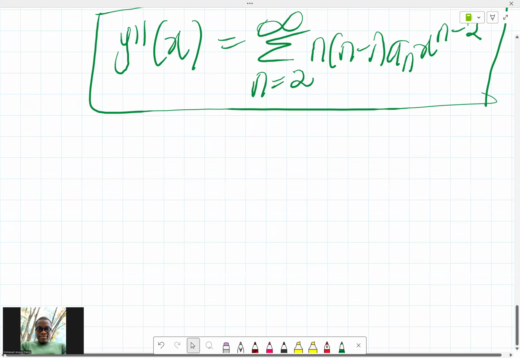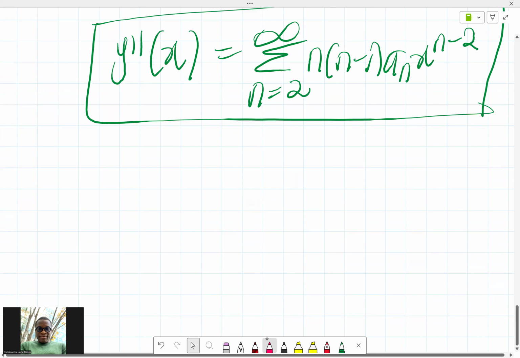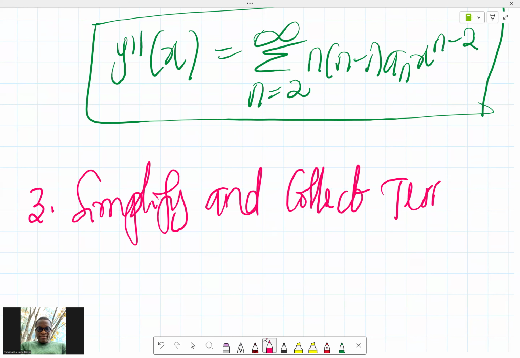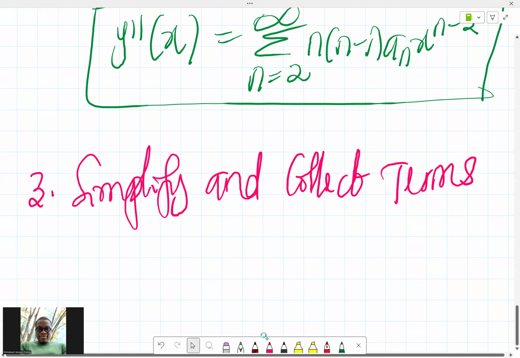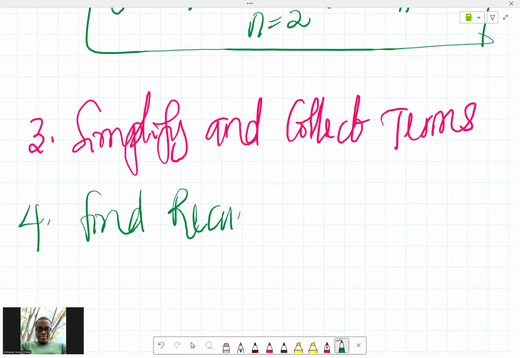The next thing, after these two steps, is step 3, where you simplify and collect like terms. After substitution, simplify the resulting equation and collect terms by powers of x. Then number 4, you can find the recurrence relations.